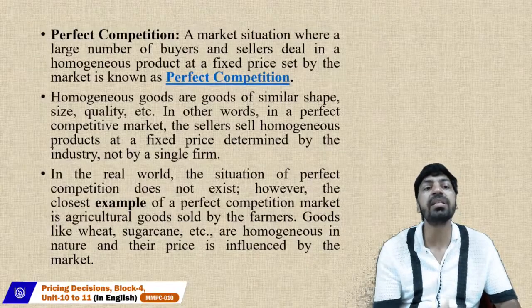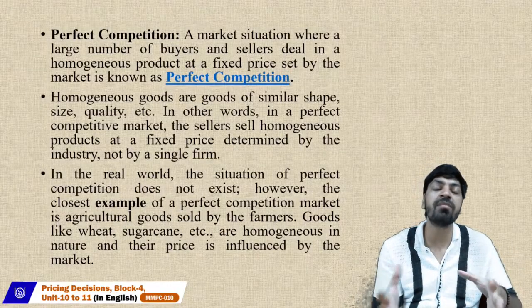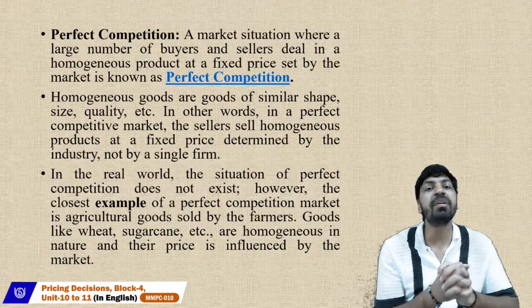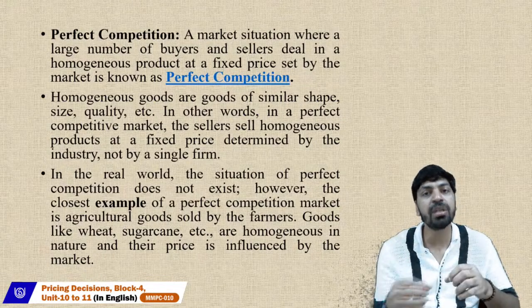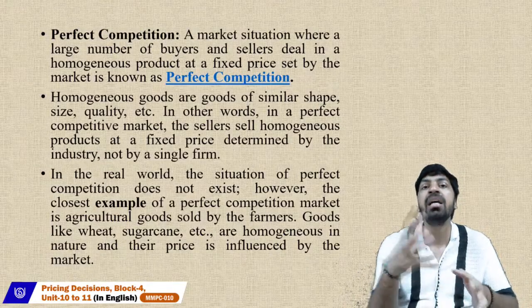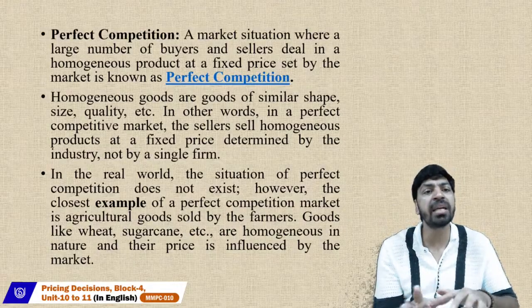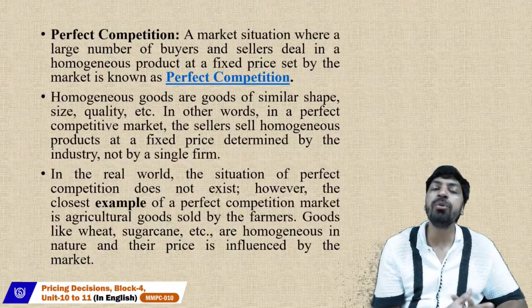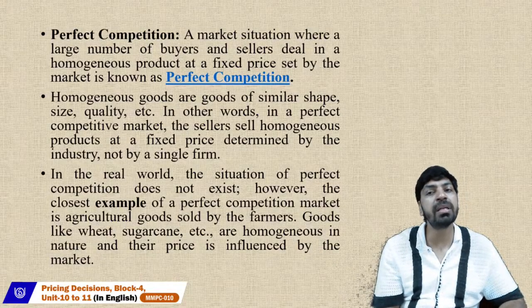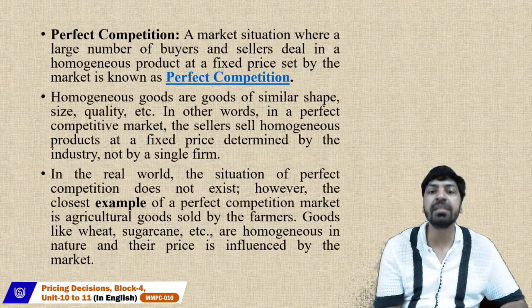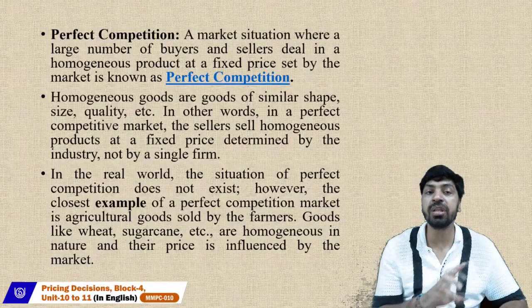So let's proceed with the description of these four types of market structure and get an overview of them as well. The first one is perfect competition. It refers to a market situation where a large number of buyers and sellers are dealing with a homogeneous product at a uniform price which is set by the market. That's exactly called perfect competition. Homogeneous goods are those goods which have a similar shape, size and quality. So, in the perfectly competitive market, the seller sells homogeneous products at a fixed price, which is determined by the industry, not by the firm.